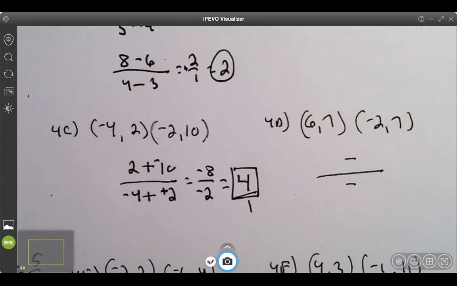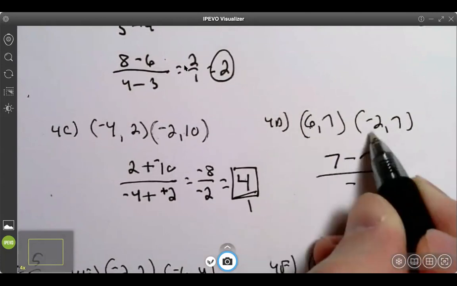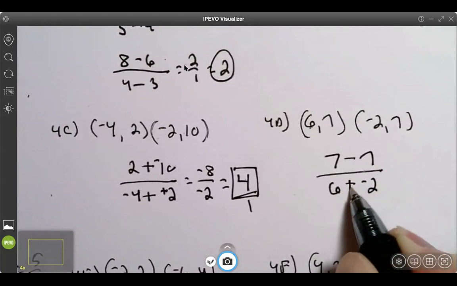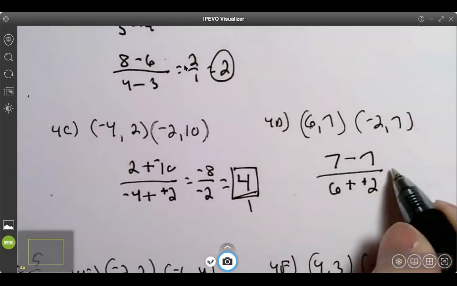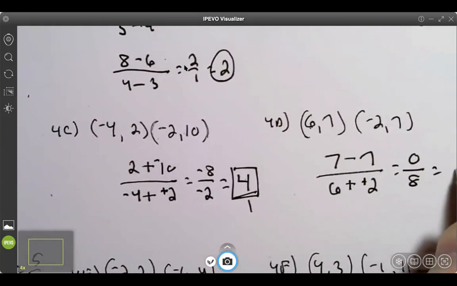Try 4D. 4D, my y's, I'm going to go left to right. My x's, I'm going to go left to right. I'm going to change subtraction to addition, sign of the next number. On top, 7 minus 7 is 0. 6 plus 2 is 8. Your slope is 0.